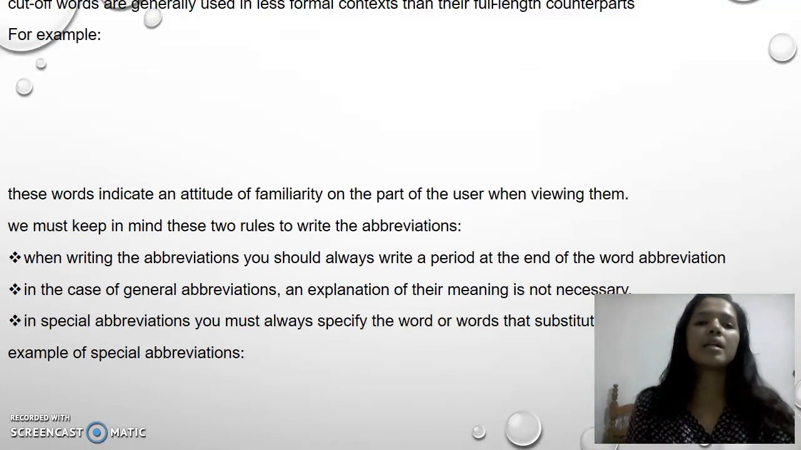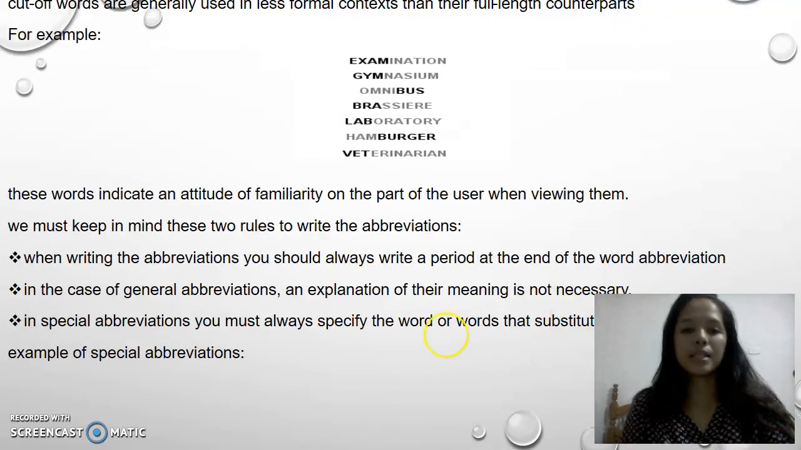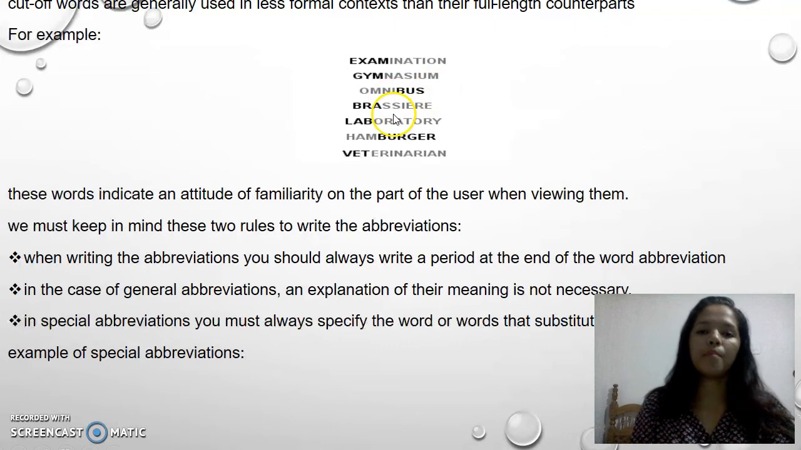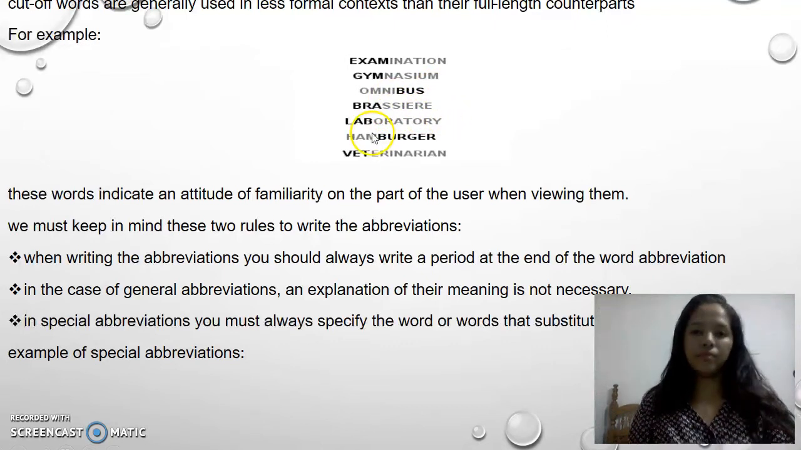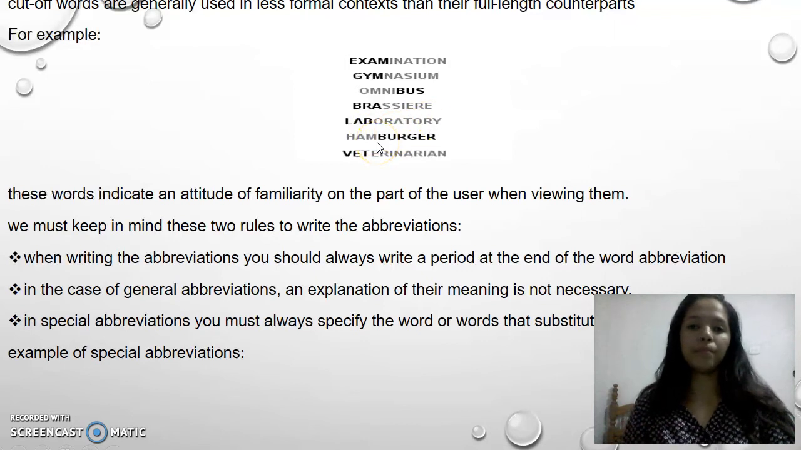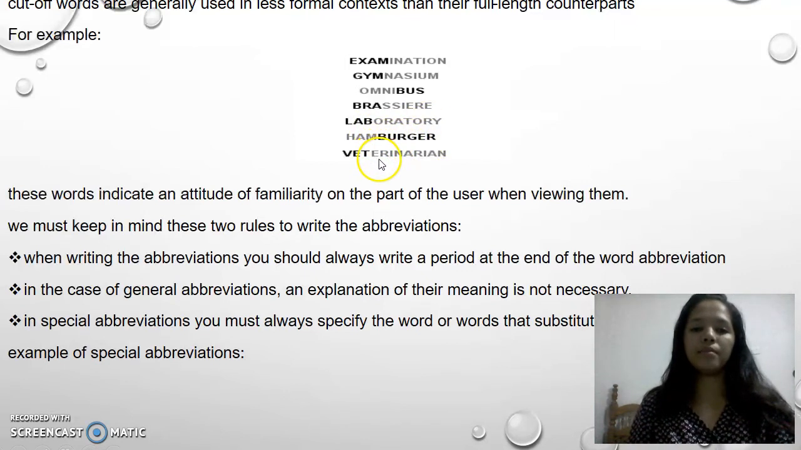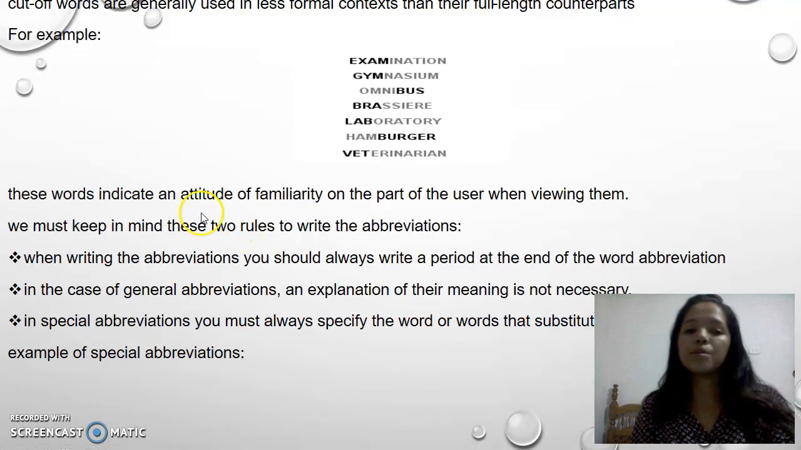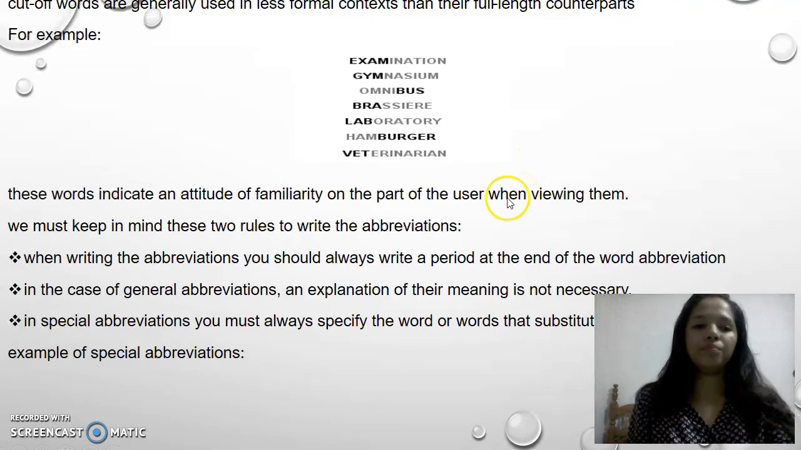Clipped words are generally used in less formal contexts than their full-length counterparts. For example, exam, the examination; gym, the gymnasium; omnibus, bus; bra, the brassiere; lab, the laboratory; hamburger; vet, veterinary. These words indicate an attitude of familiarity on the part of the user when using them.